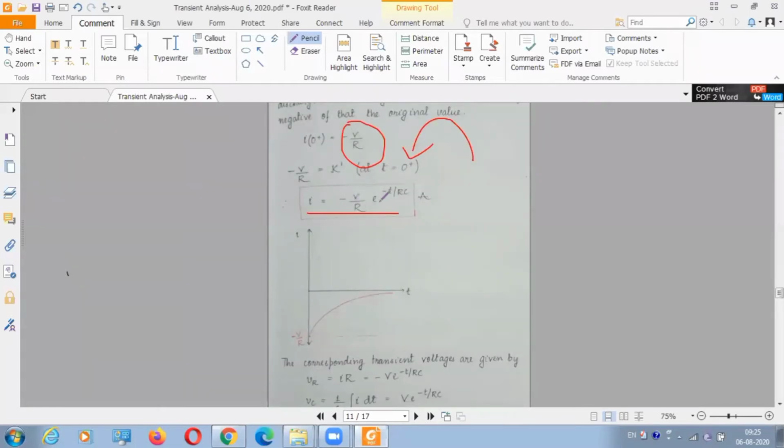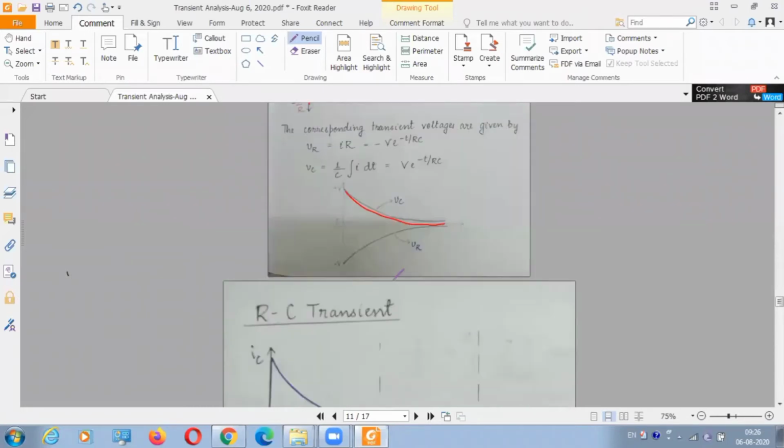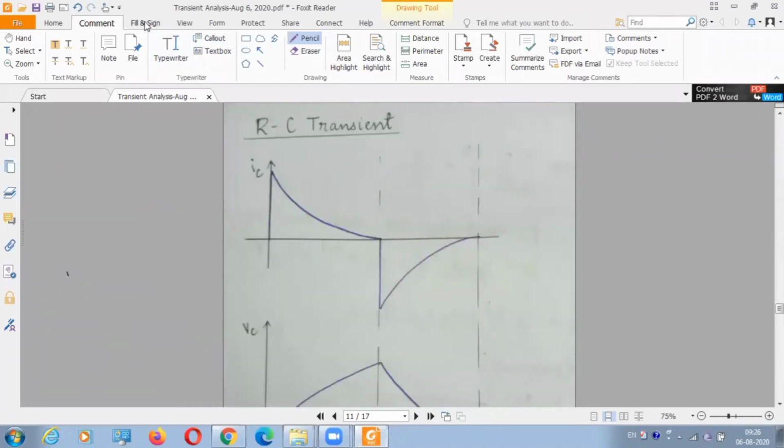So if you see the equation, it is again an exponentially decreasing equation, e to the power minus at, and the maximum value is minus V by R. So minus V by R to 0. So this will be opposite to it, V will be in this way. Now what I need you to remember is this thing.